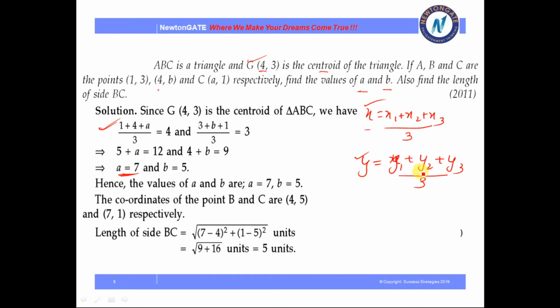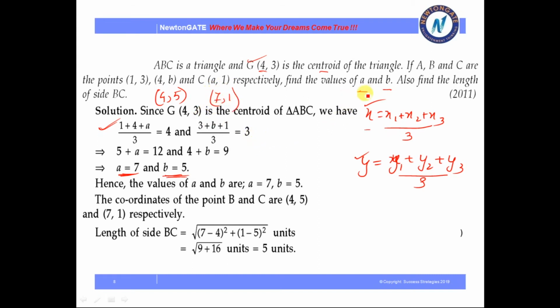y is equal to (y1 plus y2 plus y3) by 3. So putting the values again, we get the value of b as 5. So we got the value of a and b. So what are the coordinates of B? 4, 5, and the coordinates of C are 7, 1.